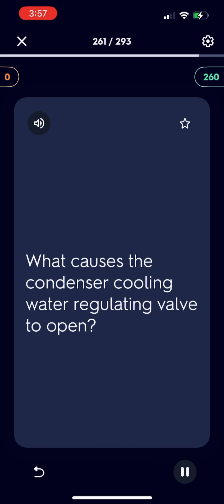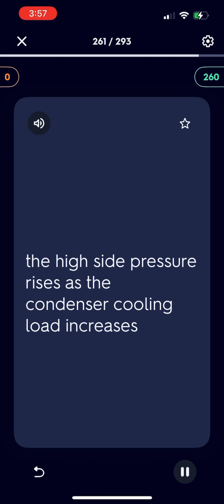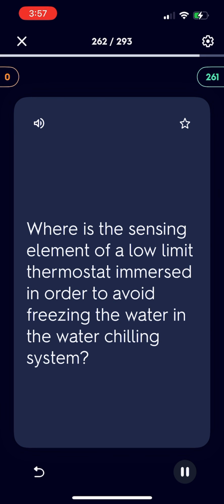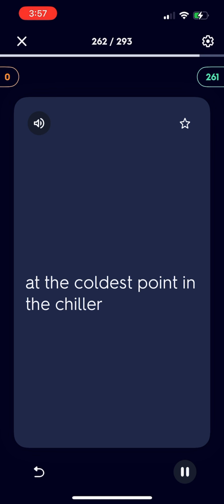What causes the condenser cooling water regulating valve to open? The high side pressure rises as the condenser cooling load increases. Where is the sensing element of a low-limit thermostat immersed in order to avoid freezing the water in the water chilling system? At the coldest point in the chiller.